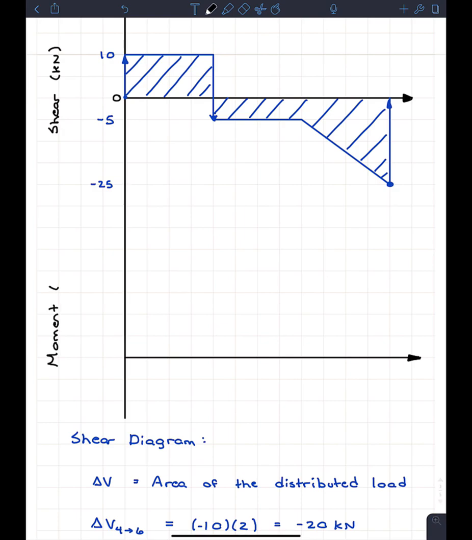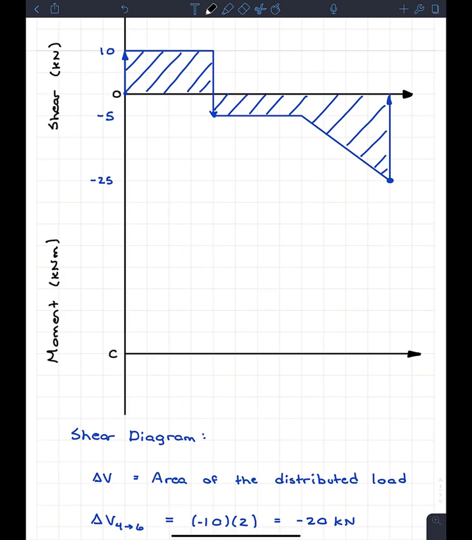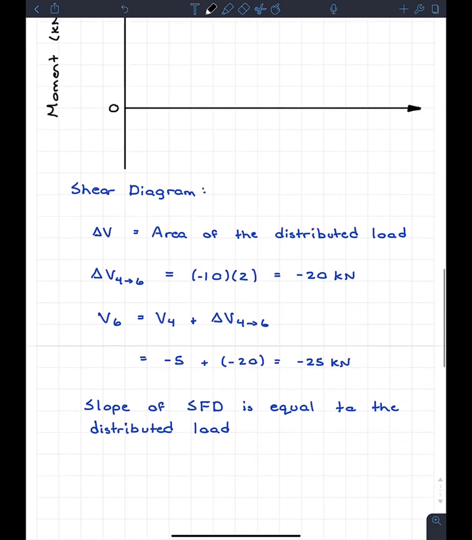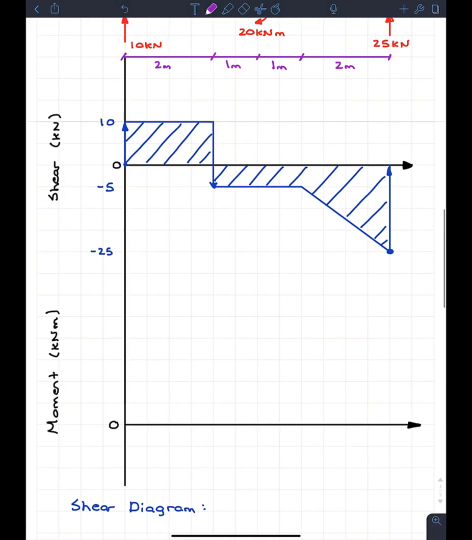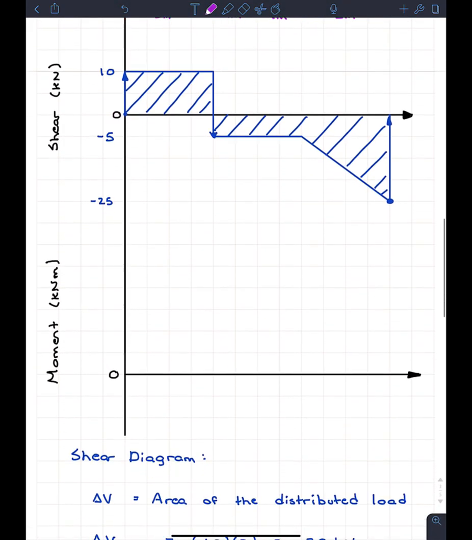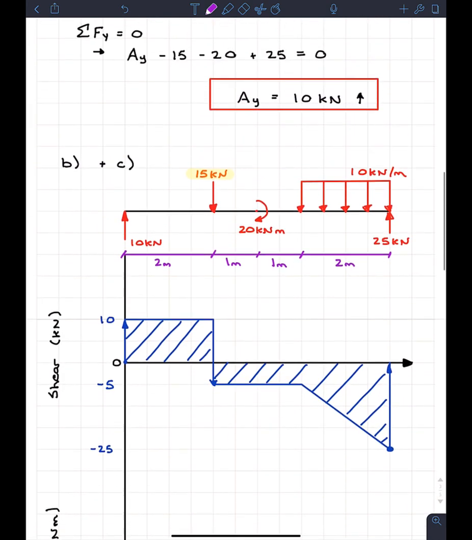And we know that moment is kilonewton meters. And we're going to start, of course, at 0, just like this. And we'll do the moment in a different color. So let's do the moment in purple. Yeah, why not purple? So it's the same thing as the shear diagram, where we're just going to go left to right and check for our loads and stuff like this.